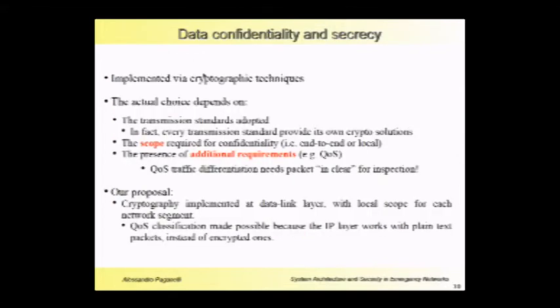For what concerns data confidentiality and secrecy, we can say that it is usually implemented by means of cryptographic techniques, and the actual choice for our implementation will depend on the transmission standard adopted, the scope required for the confidentiality solution, and the presence of additional requirements such as QoS. Our proposal is to implement cryptography at layer 2 in order to allow the IP layer to operate with plain text packets, and in this way it can enforce QoS by applying traffic differentiation.